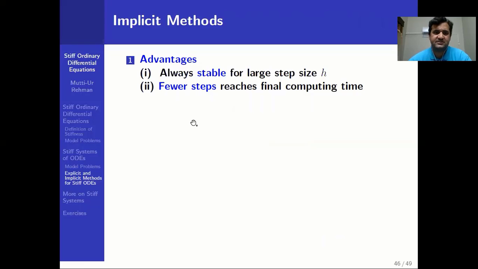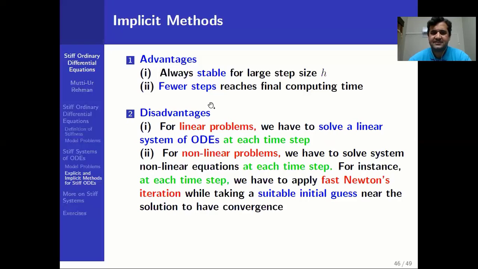Now, the advantage of the implicit method is that it's stable all the time for large step sizes. You can take a large step size, no problem, and you will always get stability. Another advantage is that, in order to reach the final computing time, it will take fewer steps compared to the explicit method. But at the same time, it has disadvantages as well.